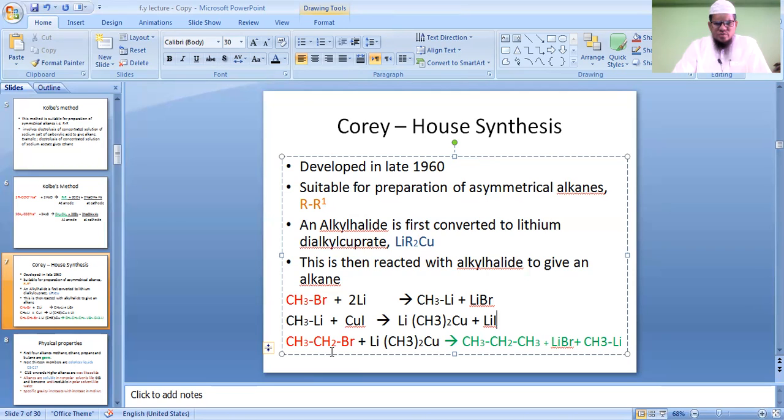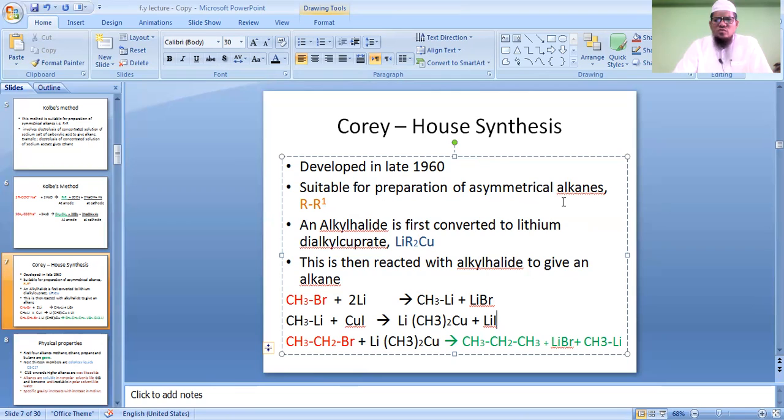Two molecules should be there. Okay. We do not worry about the balance of the reaction. In this way, this method is suitable for the preparation of asymmetric alkane.